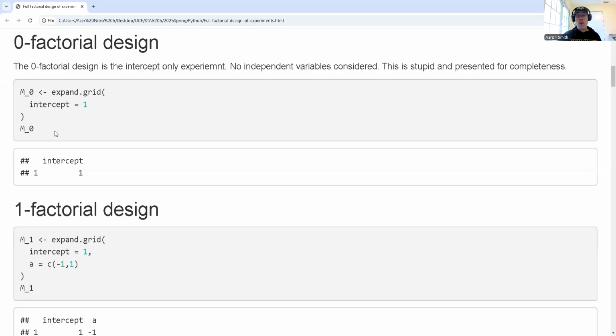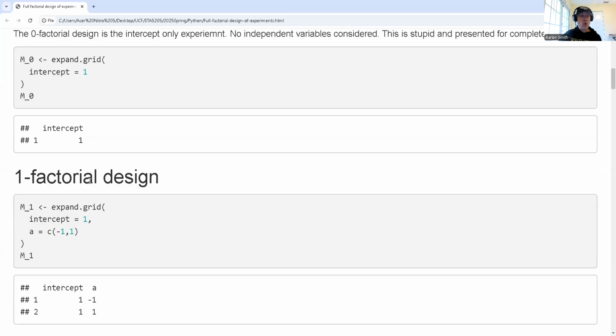The reason I'm showing this here is just to be complete, to mathematically pick up the full range of what's possible from a math point of view, not necessarily from an actual scientific point of view. So M0 is my design matrix for a 0 factorial design. I have no independent variables. I just have the intercept. This would correspond to setting up levels of an experiment with just one type of observation, and then I just run this over and over and over. That would correspond to this.